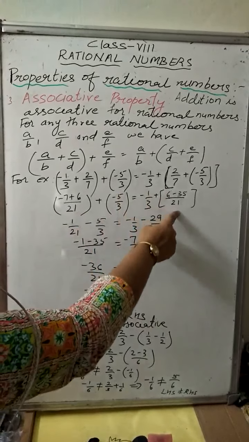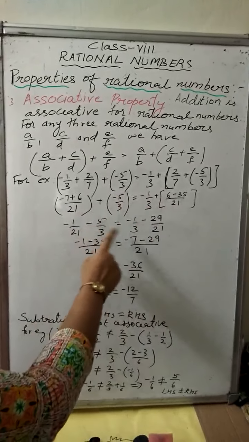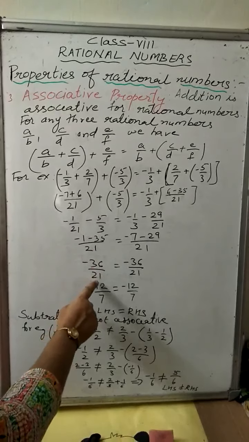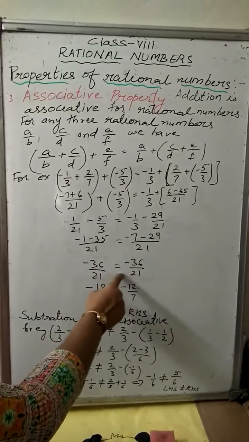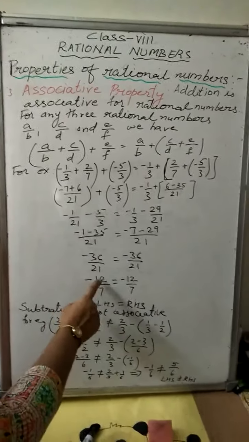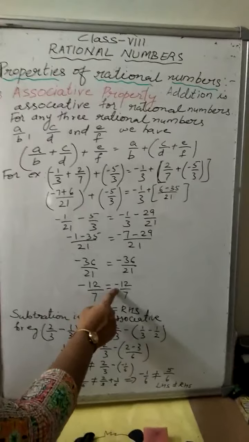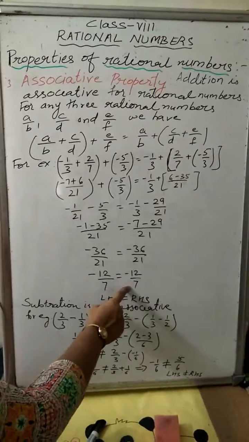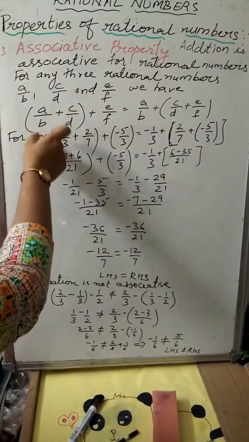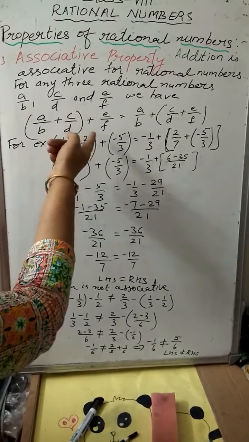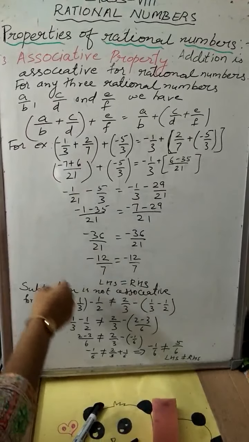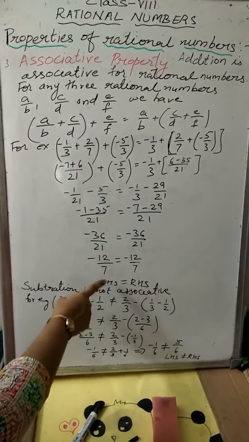Similarly in RHS also. After solving, you can see the result as minus 36 by 21 on both the sides. Further reducing it, we will get minus 12 by 7 is equal to minus 12 by 7. It means that whether you add any two numbers first and then the third number, the resultant will be equal.